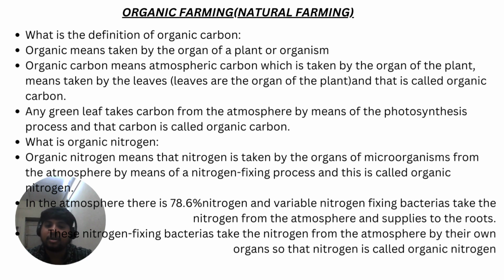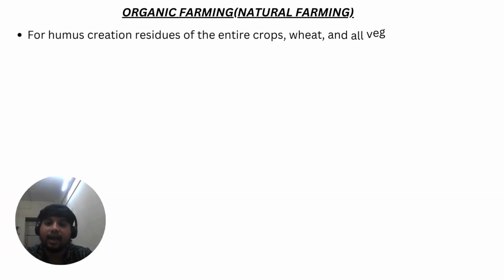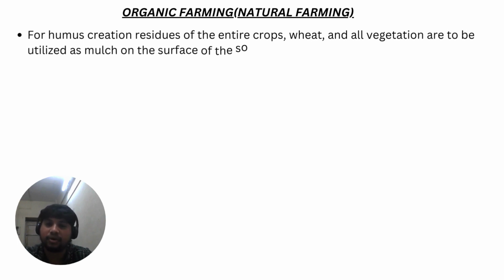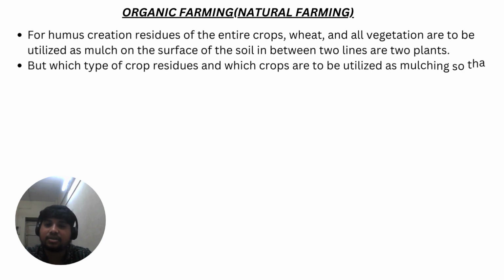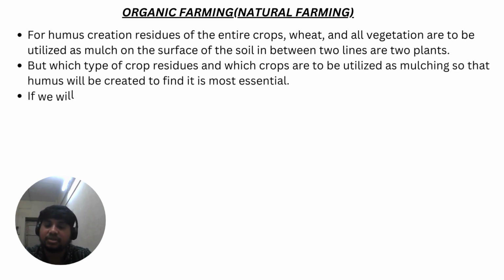So that nitrogen is called organic nitrogen. For humus creation, residues of the entire crops, wheat, and all vegetation are to be utilized as mulch on the surface of the soil, in between two lines or two plants. But which type of crop residues and which crops are to be utilized as mulching so that humus will be created, to find this is most essential.